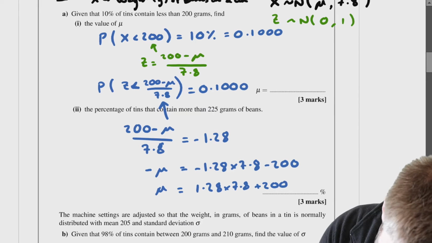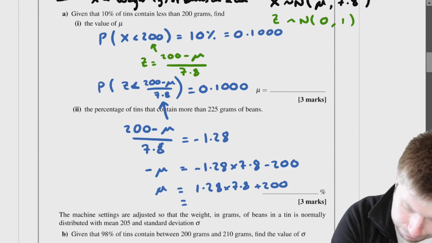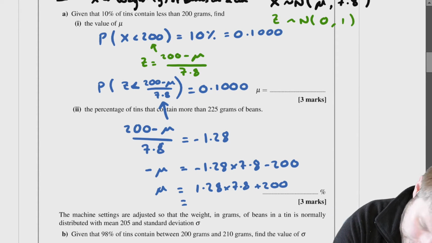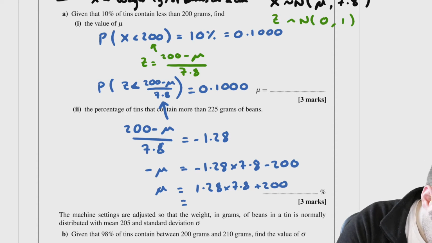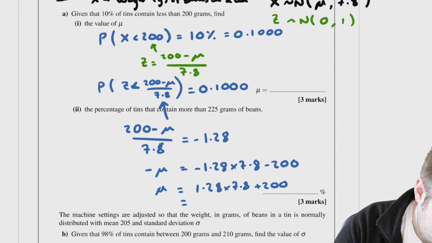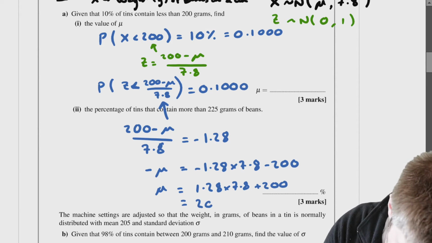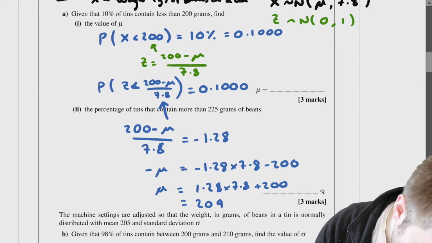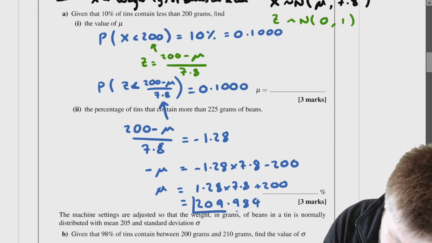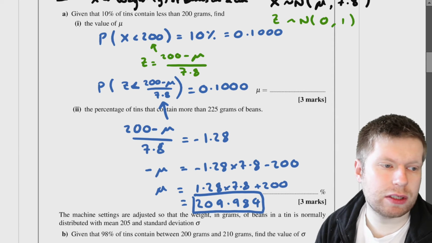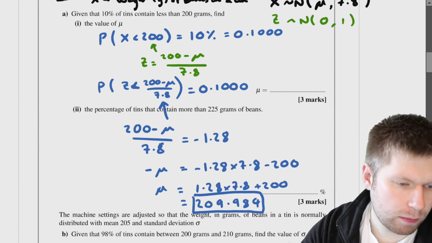Okay, fine. So if I stick all that into my calculator, okay, 1.28 times 7.8, add 200, I get myself 209.984. Okay, so that there is the value of my mean.